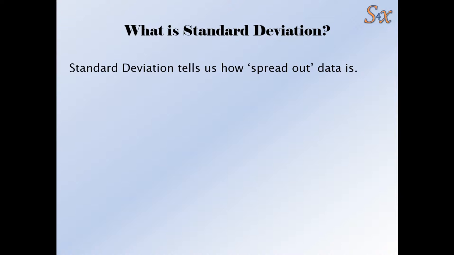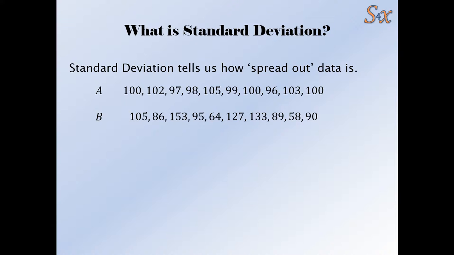So what's the standard deviation all about? Well, it tells us how spread out data is. I've got two example data sets for you here to give you an example of something with a high standard deviation and something with a low standard deviation. So this first data set, A. In fact, both these data sets have exactly the same mean. It's a good starting point. They both have a mean of 100.